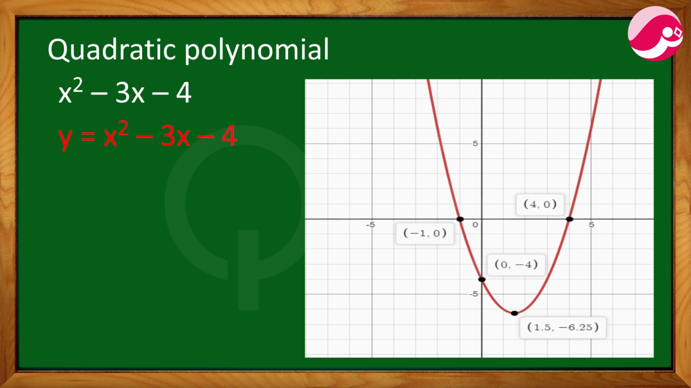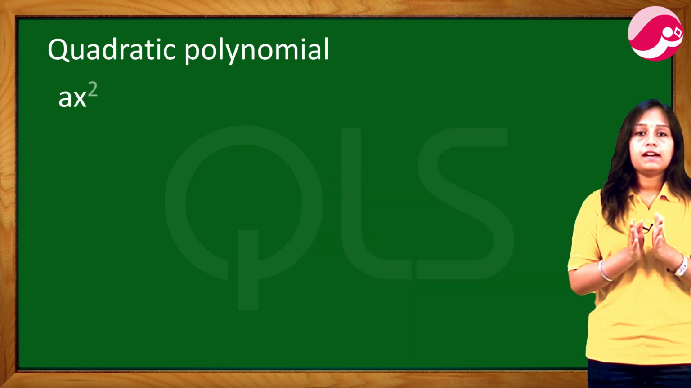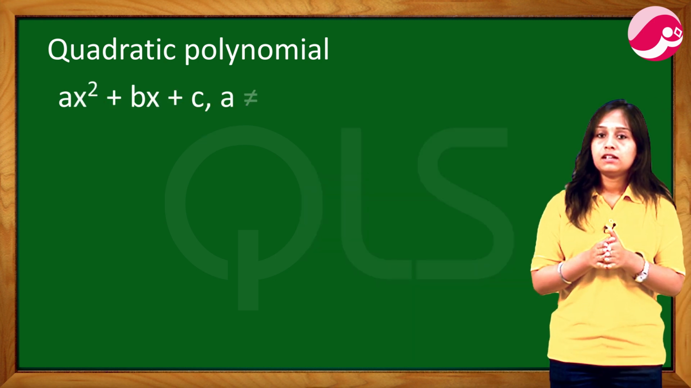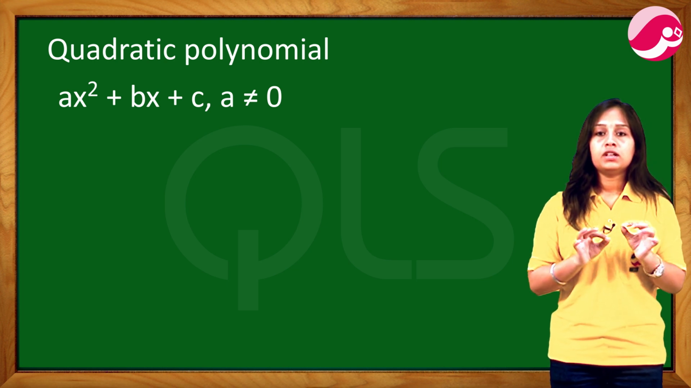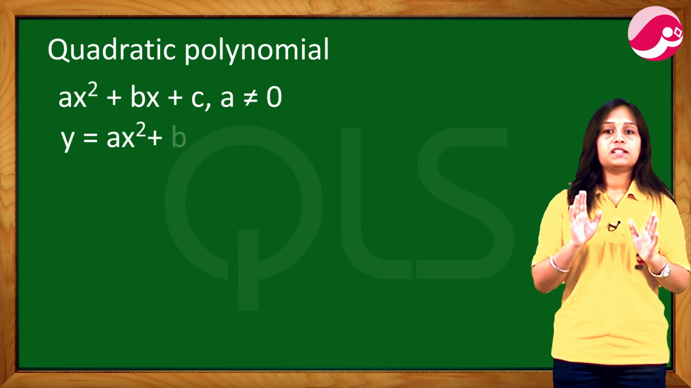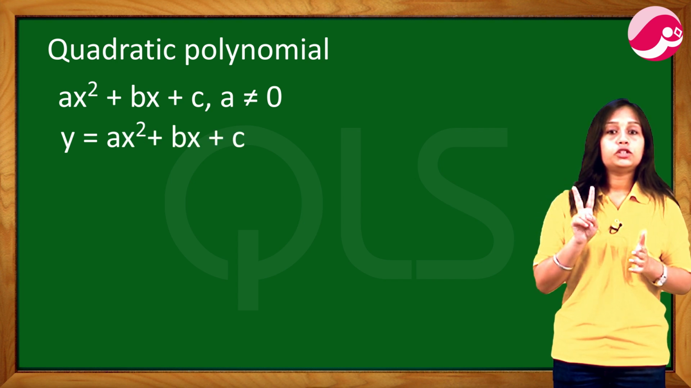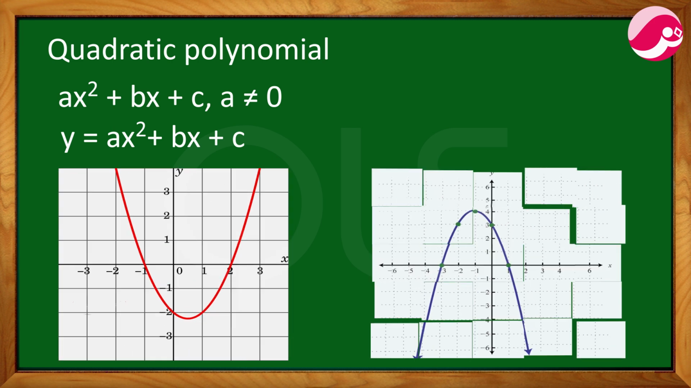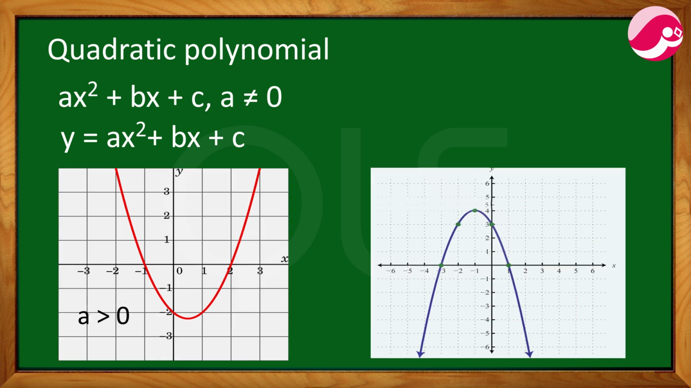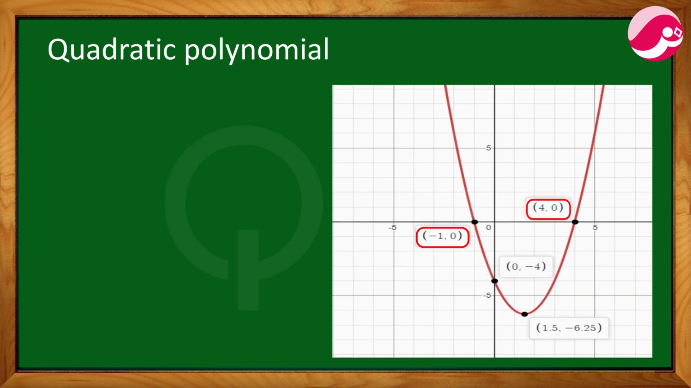In fact, for any quadratic polynomial ax² + bx + c where a is not equal to 0, the graph of the corresponding equation y = ax² + bx + c has one of two shapes, either open upwards or open downwards, depending on whether a is greater than 0 or a is less than 0. These curves are called parabolas. Also, -1 and 4 are zeros of the quadratic polynomial x² - 3x - 4.